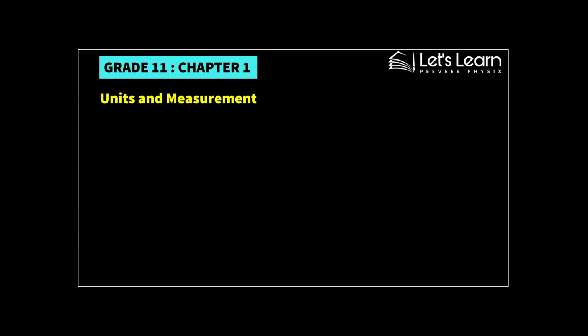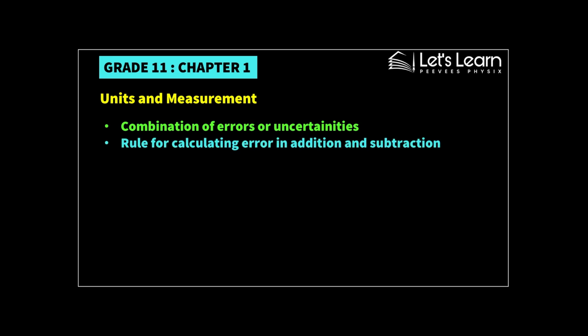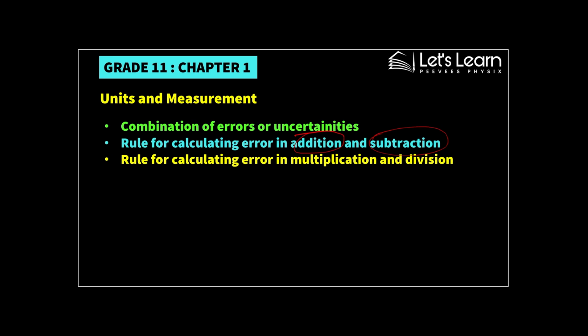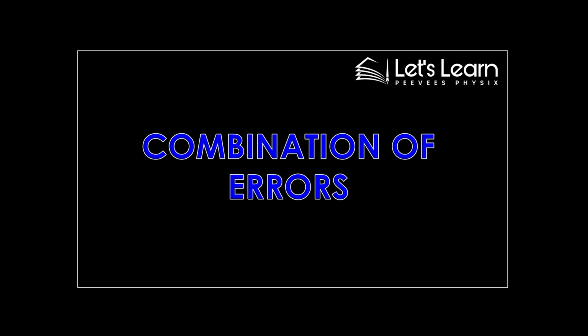Hi everyone. By the end of this video, you will have a clear idea on combination of errors or uncertainties. Combination means how do we calculate the error in addition, subtraction, and the next one is calculating error in multiplications and divisions. Let's see how to find combination of errors. Let's see the first rule.